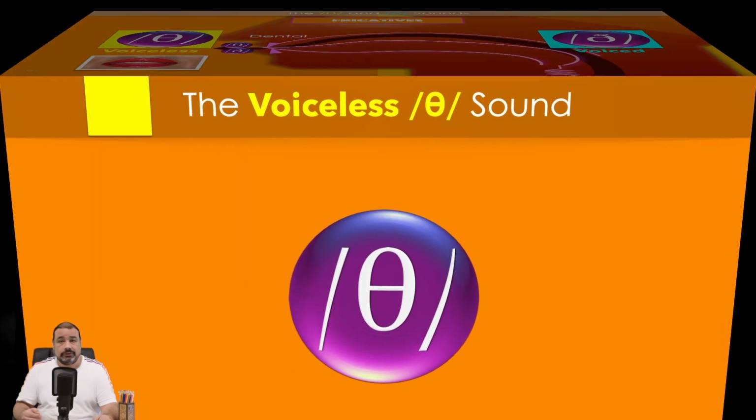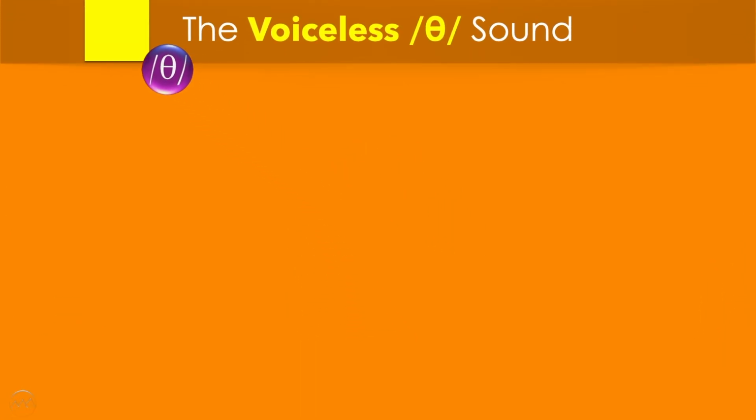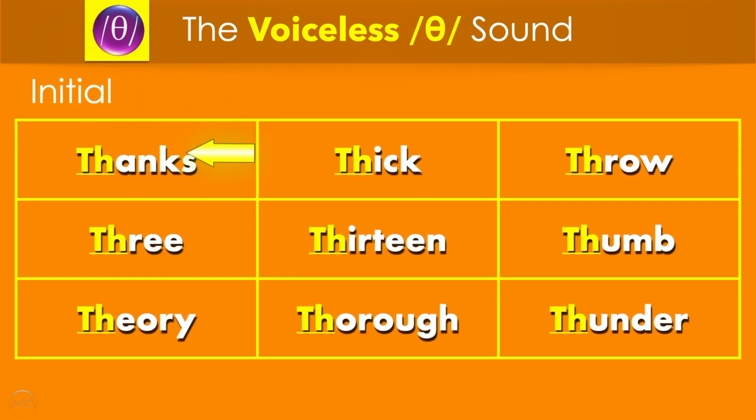Let's see first some examples of the voiceless θ sound. In initial position we have thanks, three, theory, thick, thirteen, thorough, throw, thumb, thunder.